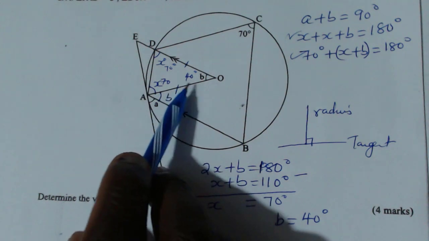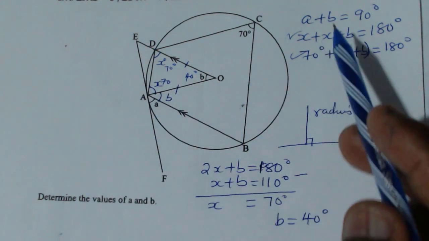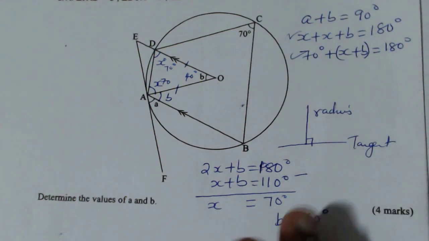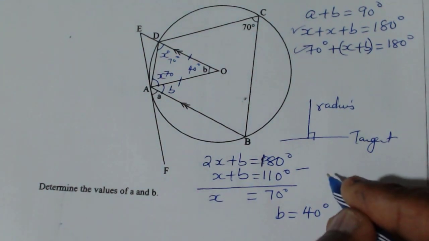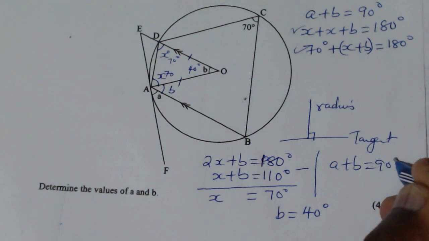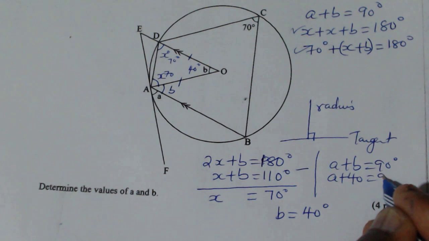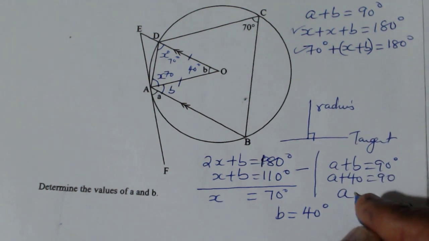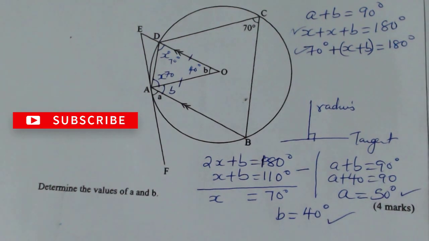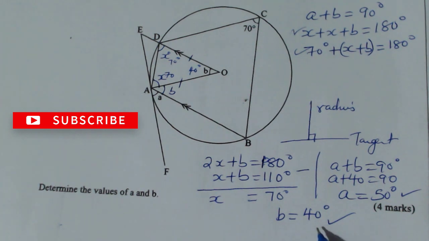Now what about a? We're going to use this one, a plus b is equal to 90. Already we have b, so a plus b is equal to 90. Having b as 40, a plus 40 is equal to 90, and therefore a will be 50 degrees. So we have obtained the two angles. We have a is 50 and b is equal to 40 degrees.